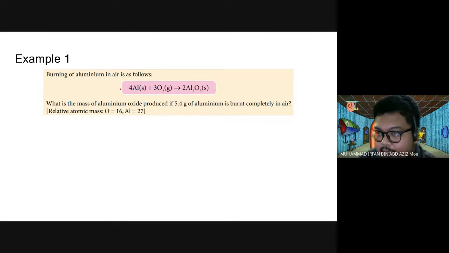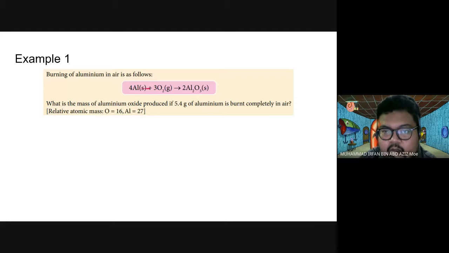So for that question, dia selalunya akan ada 2 parts. Number 1, write the balance chemical equation. Number 2, calculate lah apa yang disuruh calculate. But in this question, dia dah bagi dah that chemical equations. So kita tengok soalan tu, dia dah bagi yang balance. So the question cakap apa? Calculate the mass of aluminium oxide produced if 5.4 gram of aluminium is burned completely. Tengok ni, is burned completely. Dia cakap burn completely maksud habis semua digunakan in air.